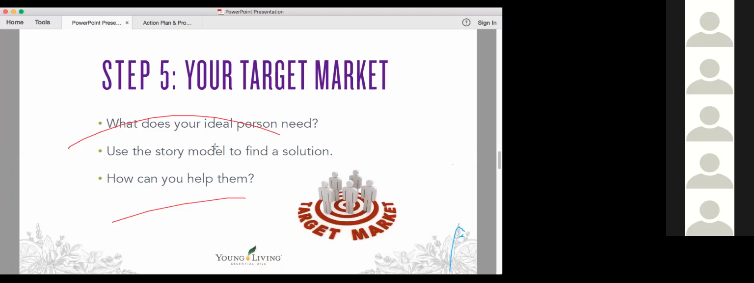If you're like me and your kids are older, you're more likely to connect with people who are older and maybe looking for a career change, or doing something different with their life, or adding something into their life. So think about who your target market is. What is your ideal person? And use the story model to find a solution for them. How can you help them?